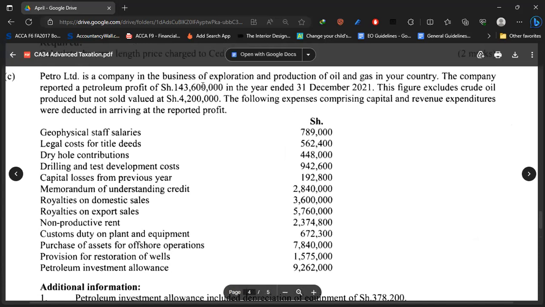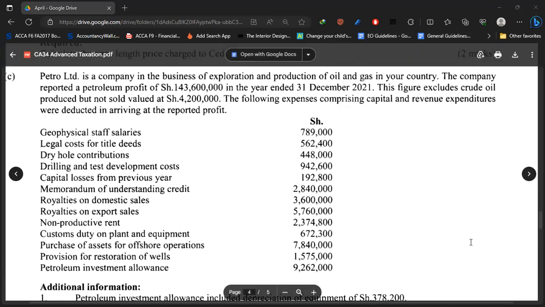But when you continue with that statement, you are being told this figure excludes crude oil produced but not sold, valued at 4.2 million. That one you are going to be deducting from the profit already given up there to get our net income. Now, out of the transactions which they undertook during the year, we are going to be adding back the disallowable expenses. And in case we have any allowable expenses, we are going to be deducting thereafter. So in that case, let me do this.